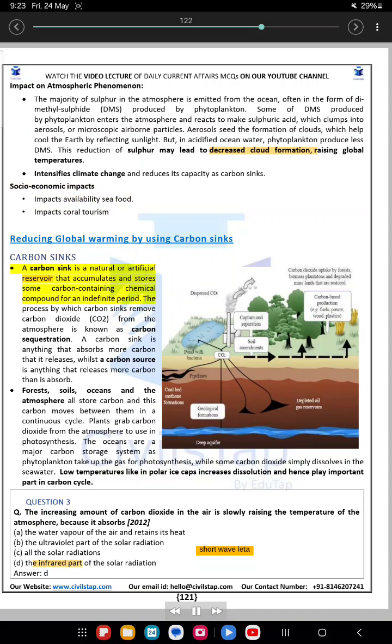Carbon sinks. A carbon sink is a natural or artificial reservoir that accumulates and stores some carbon-containing chemical compound for an indefinite period. The process by which carbon sinks remove carbon dioxide (CO2) from the atmosphere is known as carbon sequestration. A carbon sink is anything that absorbs more carbon than it releases, whilst a carbon source is anything that releases more carbon than is absorbed.